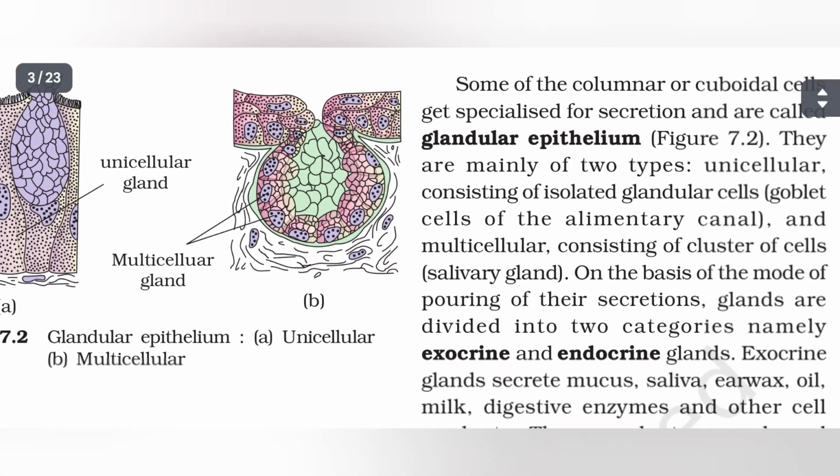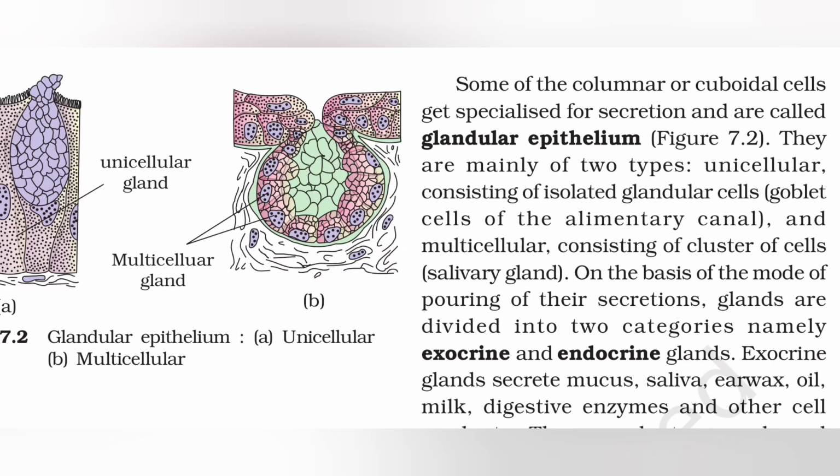Some of the columnar or cuboidal cells get specialized for secretion and are called glandular epithelium. They are mainly of 2 types: unicellular, consisting of isolated glandular cells, goblet cells of the alimentary canal, and multicellular, consisting of cluster of cells, salivary glands.